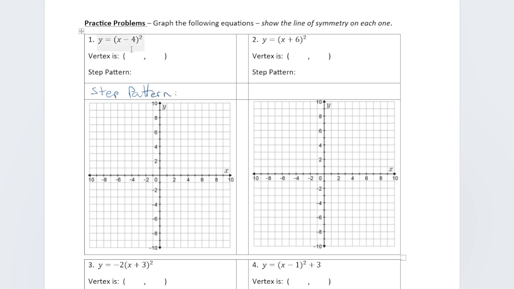Anytime you have an a value that isn't 1, you need to calculate the step pattern. If your a value, your number in front of the bracket, is just 1, then your step pattern will just be the basic one, 1, 3, 5.